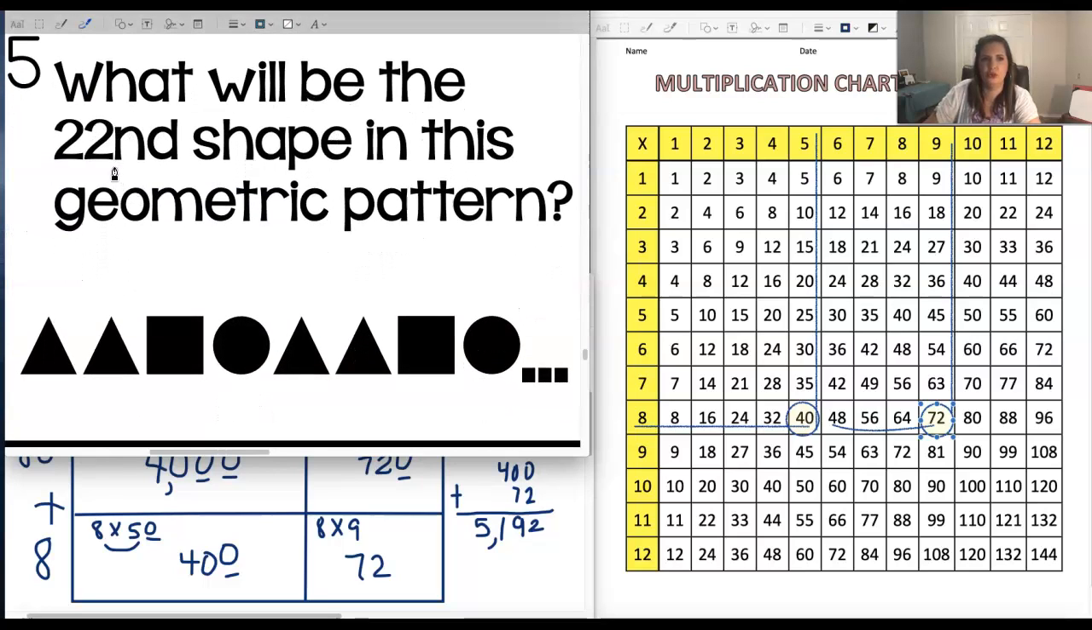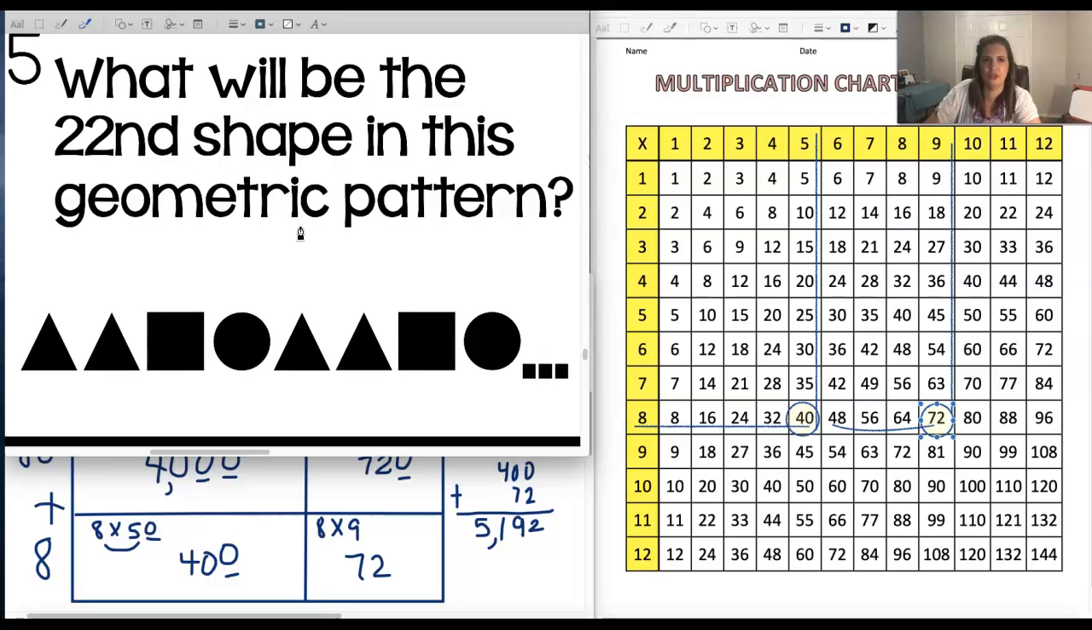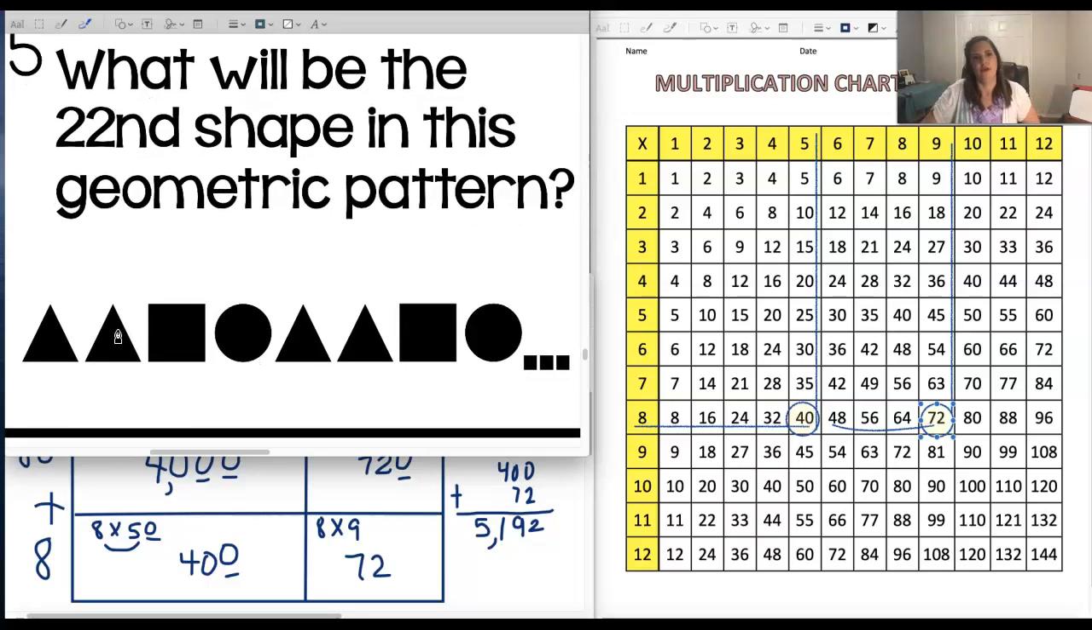What shape will be the 22nd shape in this geometric pattern? Well, let's count what we do have. We have 1, 2, 3, 4. Then this pattern repeats. 5, 6, 7, 8. If we take this number, we see that every 4th time it repeats itself. Okay, so think in your head, the 22nd shape.